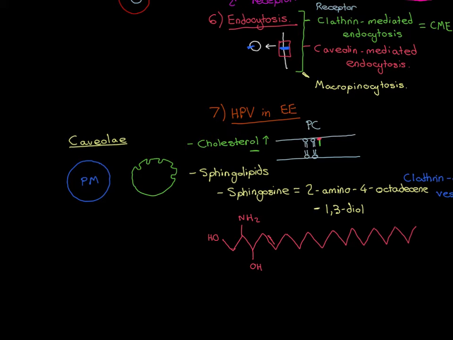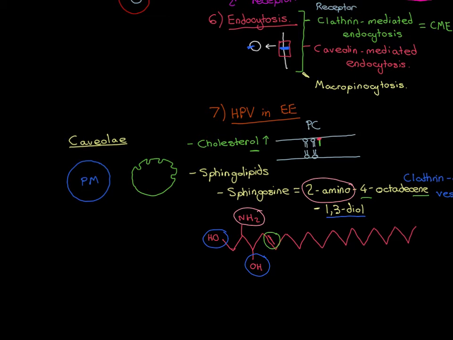So just circling a few things. These alcohol groups, this alcohol group here, and this alcohol group here, those are the 1,3-diol of this name. The 4-ene bit is this double bond here. And then finally, the amino group, the 2-amino here, is this bit of the structure. Okay, so this is the molecule that we call sphingosine, and this is the basis for creating sphingolipids.